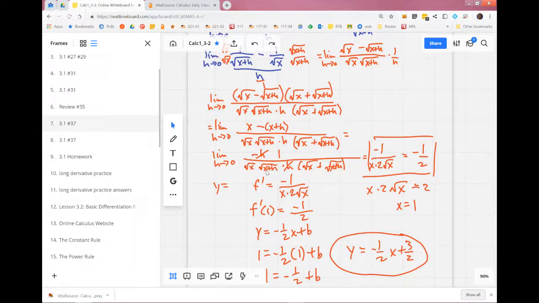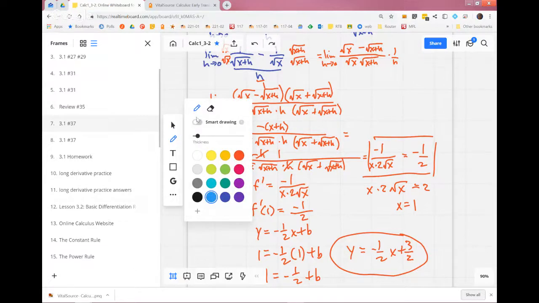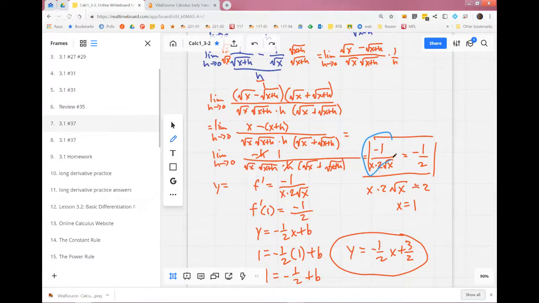Square root of x times square root of x is x. And square root of x plus the square root of x is 2 times the square root of x. So basically, your derivative, there's the derivative right there. Negative 1 over x times 2 times the square root of x.